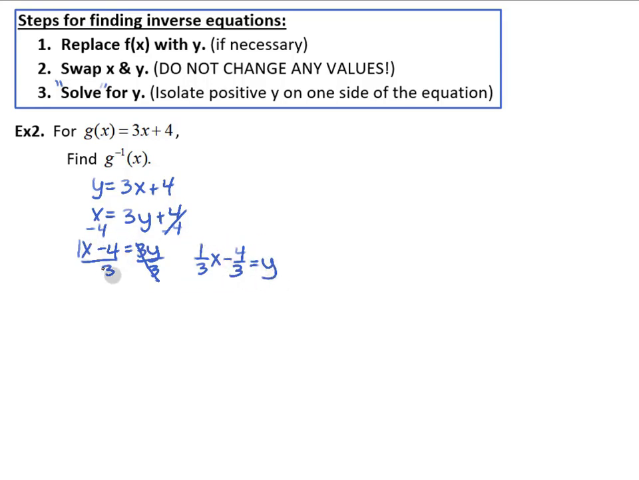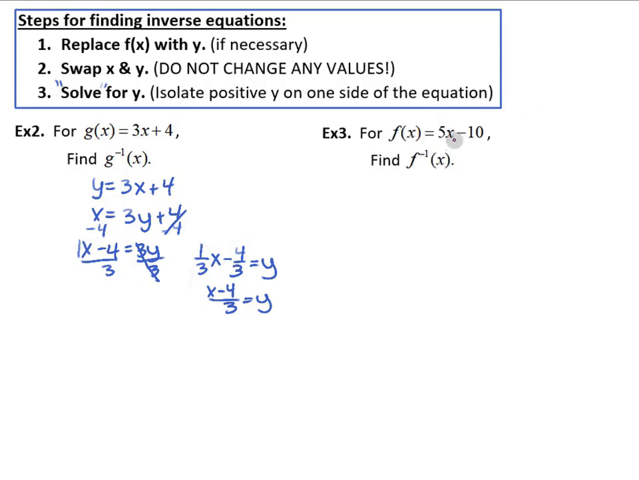However, if you're plugging in values, the version we had over here, which was (x minus 4) all over 3 equals y, these are both acceptable values. They're both correct inverses here. This just looks more like y equals mx plus b form. So good to know that we can have either one. Okay, let's try our next example.